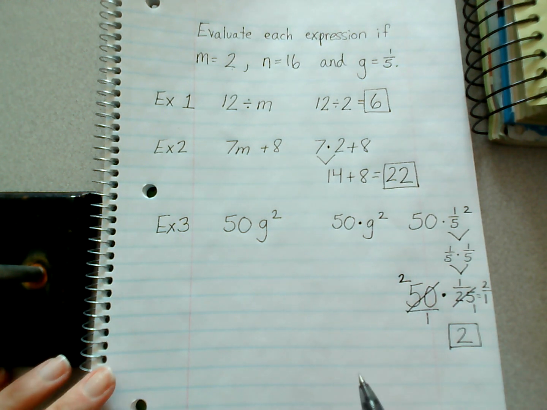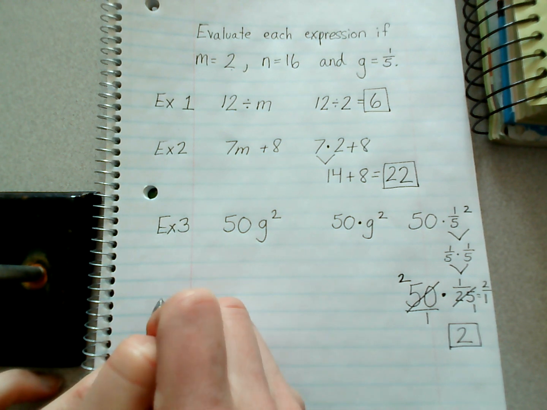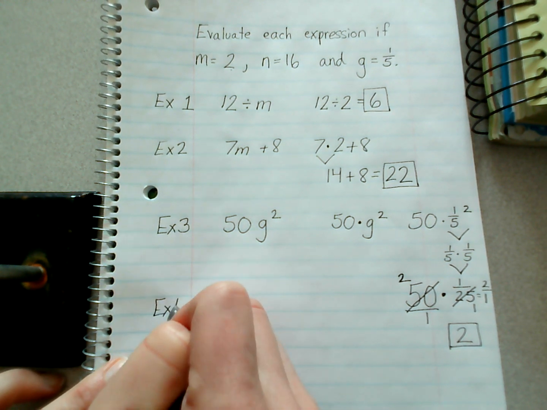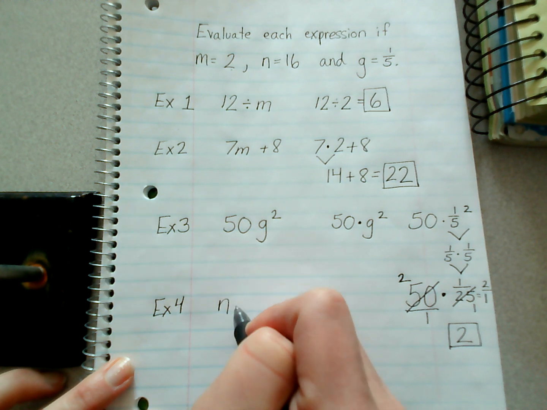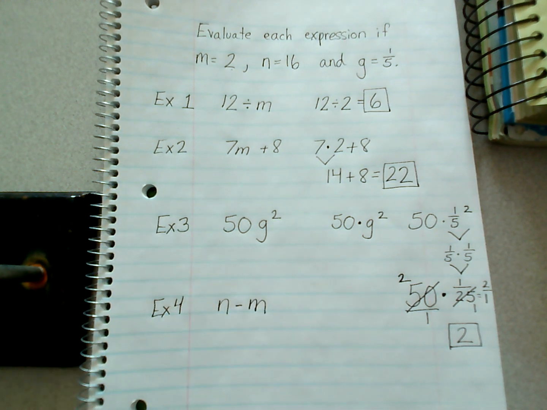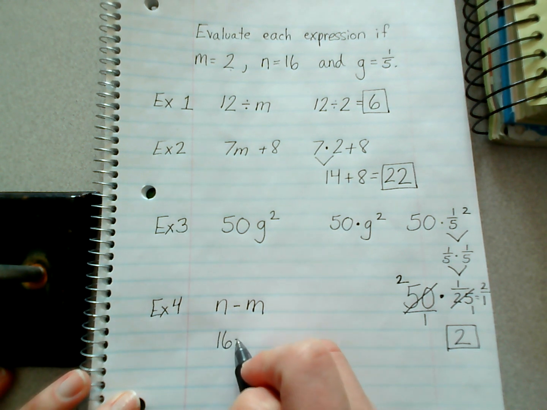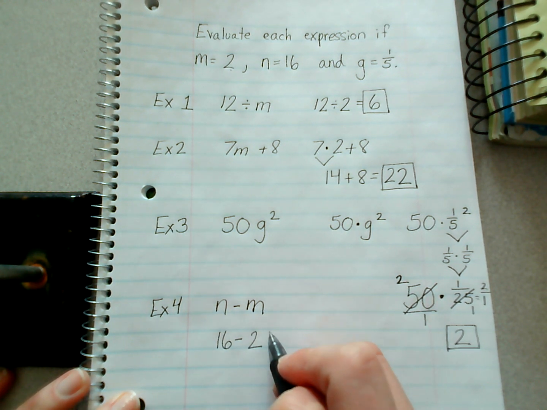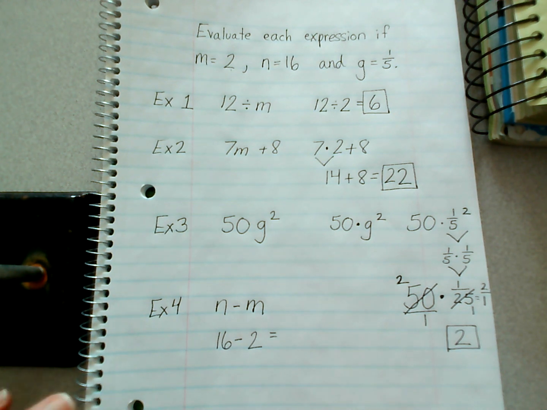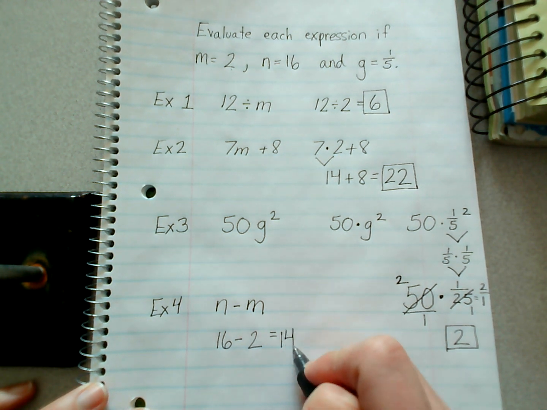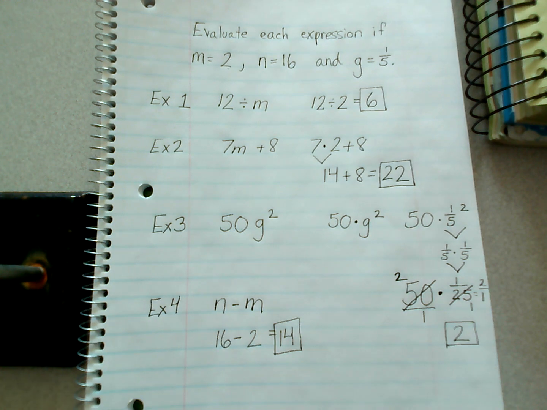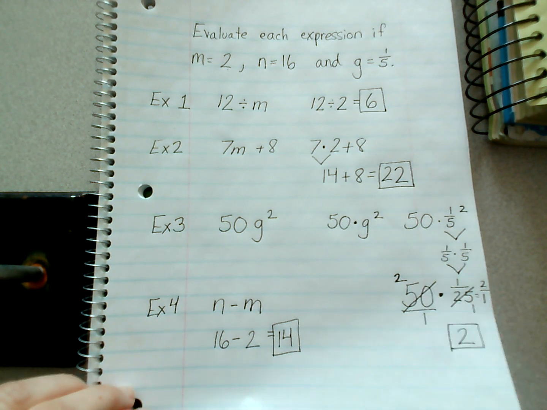All right, and let's do one more. Let's go 2 variables. Let's say I asked you what n minus m was. Now we need to go back to the top. n is 16 and m is 2. 16 minus 2 is 14.